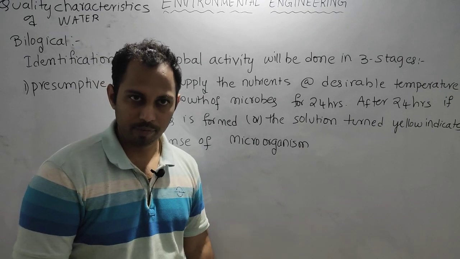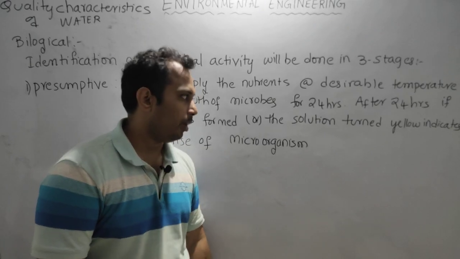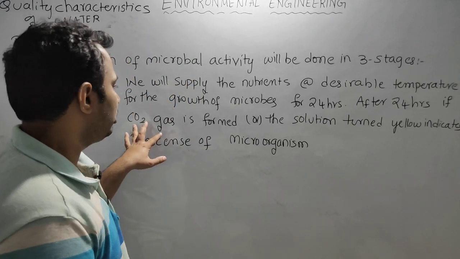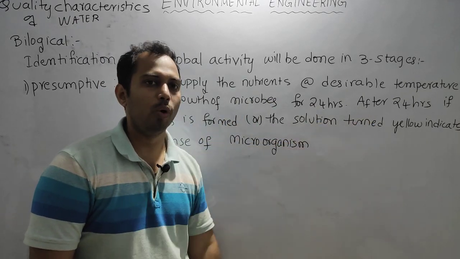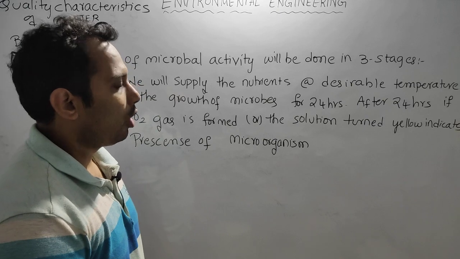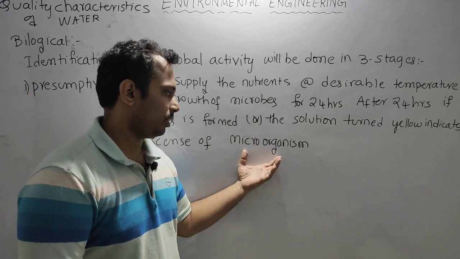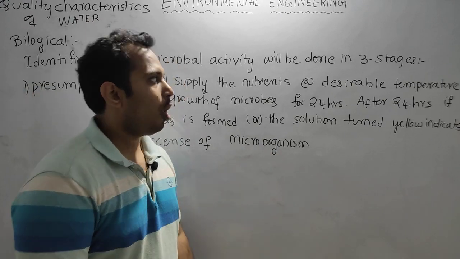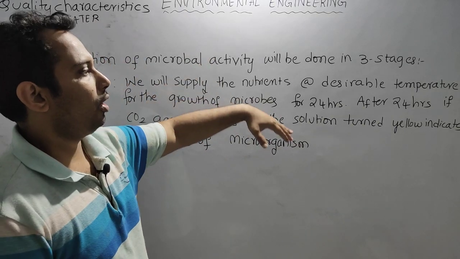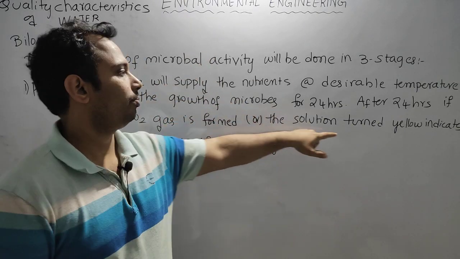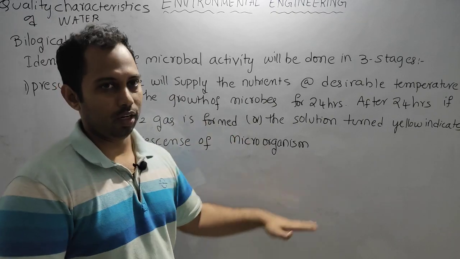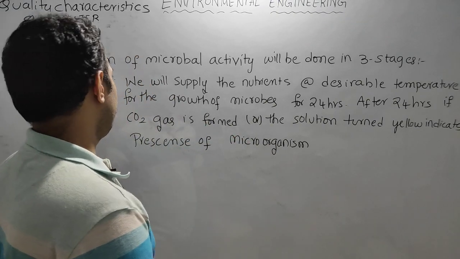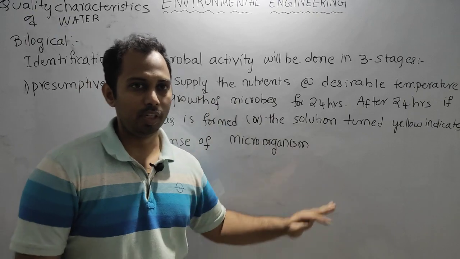Either CO2 gas you can observe, or the solution color is changed to yellow, which indicates the organic activity, that means the presence of microorganism. So all the tubes where you are getting yellow color or CO2, we assume that the assumption is correct. That is the presumptive test. We assume that the assumption is correct.